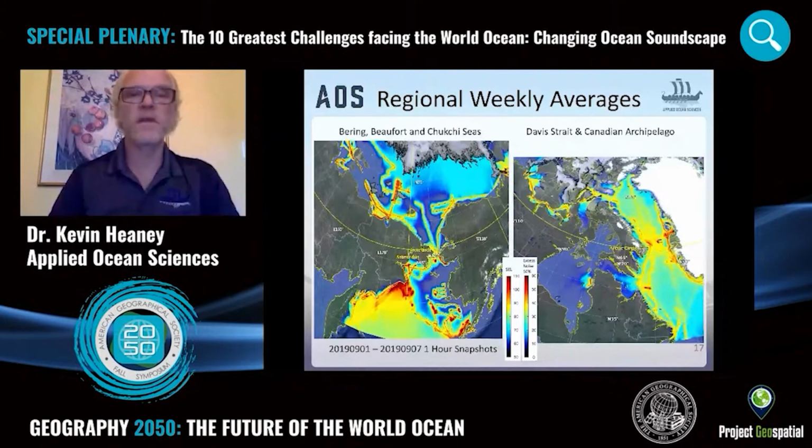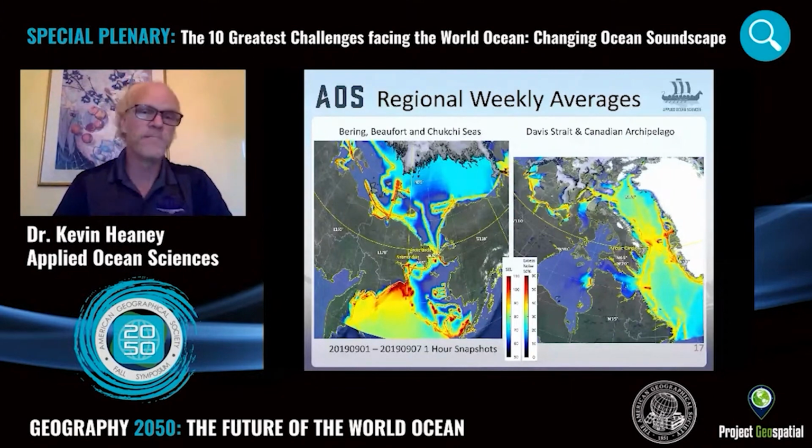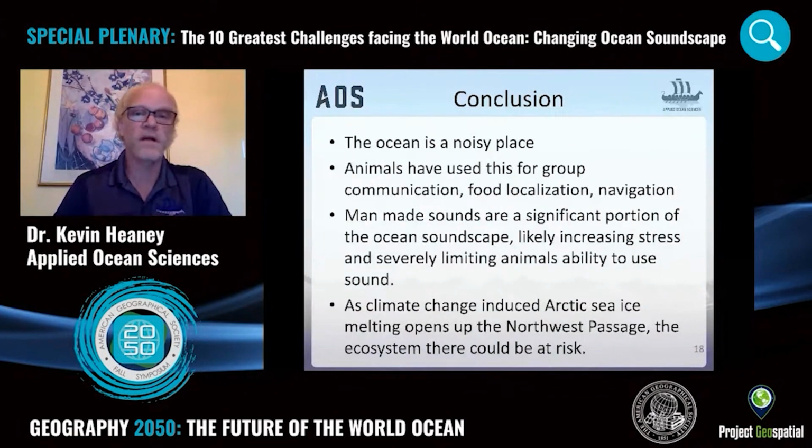So to conclude, the ocean is a noisy place. Animals have used this for group communication, food localization, and navigation. Some of that we observe and can define quantitatively, others we postulate. Man-made sounds are a significant portion of the ocean soundscape, and it likely increases the stress, and it severely limits the animal's ability to use sound. This is called masking, when they can't do what they want to do, they can't hear as they need to due to increased man-made sounds.